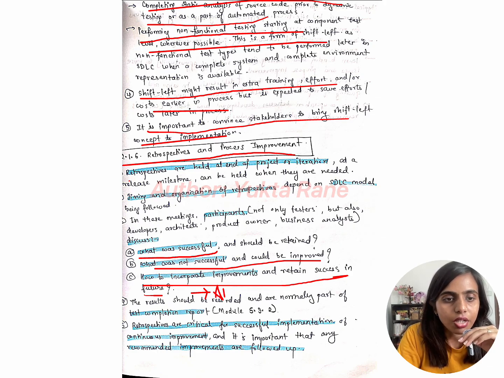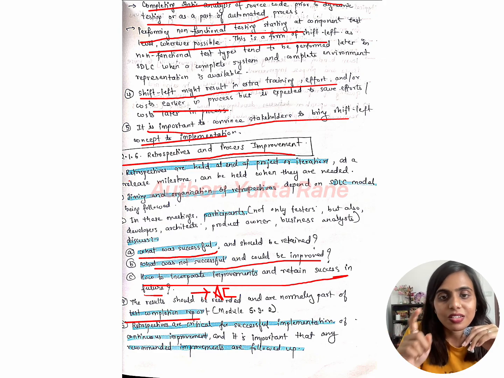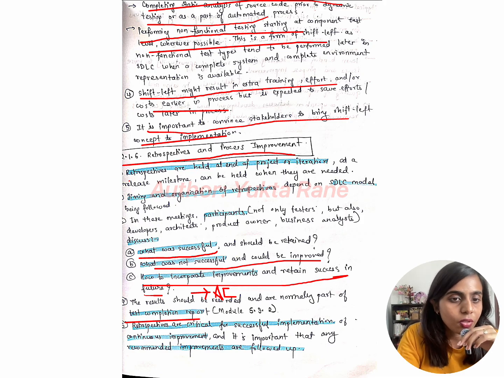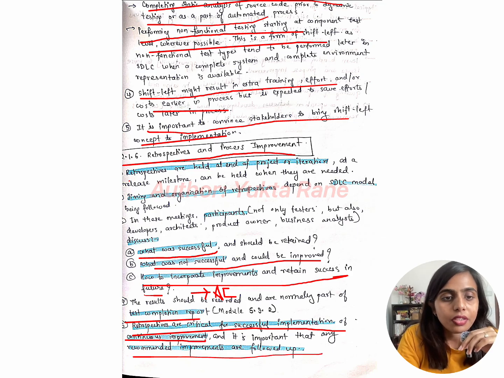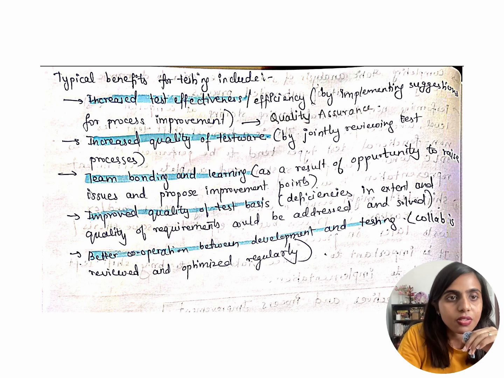AI, action items. Okay, the results are normally recorded as a part of the test completion report. We saw the test completion activity. So retrospectives are basically a part of that activity. Retrospectives are critical for successful implementation of continuous improvement, and it is very important that the action items are followed up in the next iteration cycles.